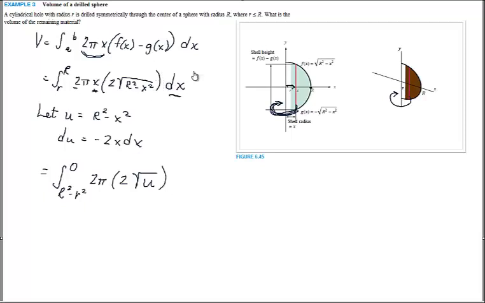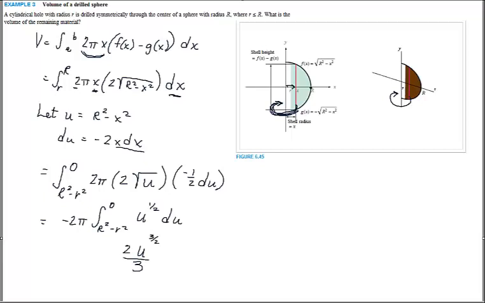this x dx then becomes, let's see, negative 1/2 du. Alright, so I'm going to piddle algebraically with that for just a minute. Alright, moving some things around, this is what I'll get. And then I'm going to integrate this u to the 1/2. That's going to be 3/2, so I'll have to fix it with a 2/3, putting in my constants, negative 2 times pi. My limits of integration, 0 to r squared minus r squared. I'll finish that up.